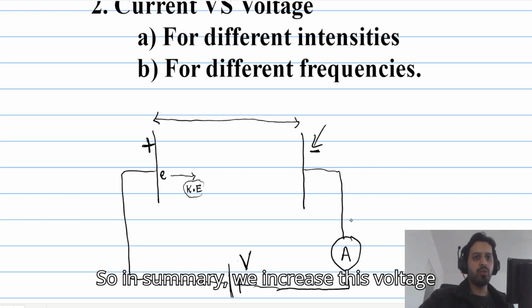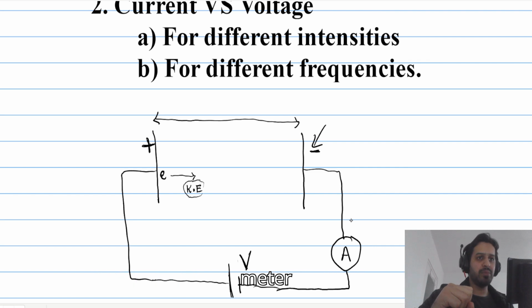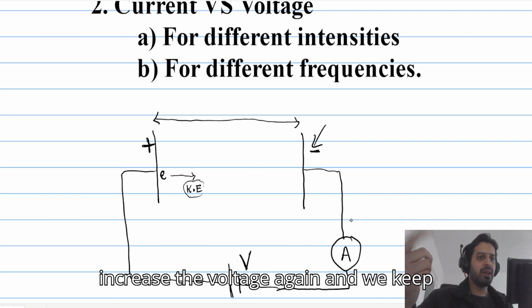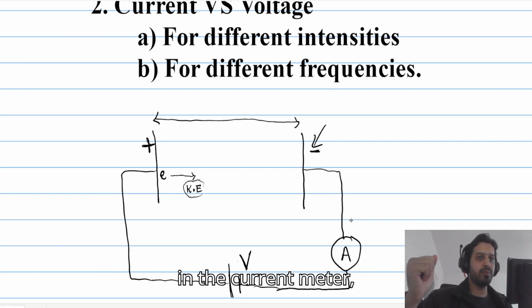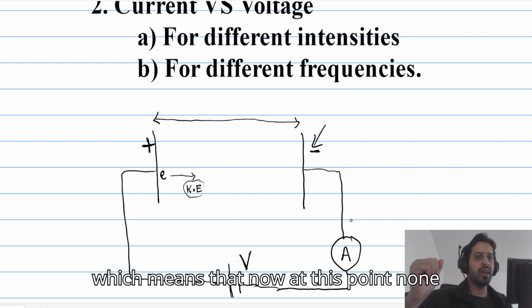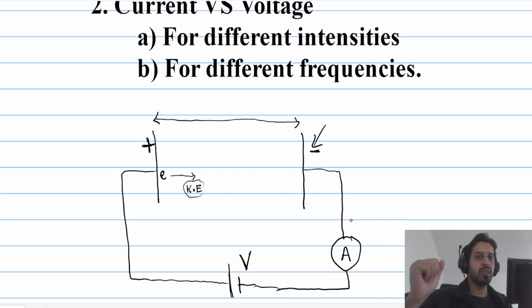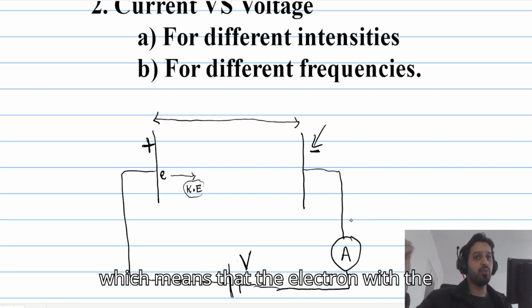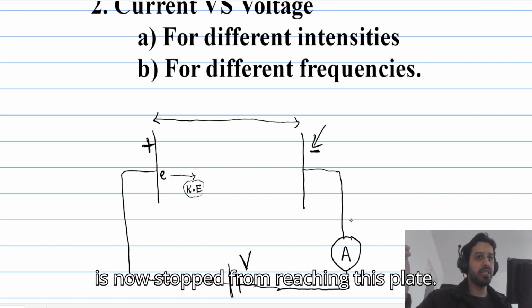So in summary, we increase this voltage by increments, and we look at the current meter and the current starts decreasing. We increase the voltage again, and we keep increasing it until we see zero current in the current meter, which means that now at this point, none of the electrons are reaching this plate, which means all the electrons are being stopped, which means that the electron with the highest kinetic energy is now stopped from reaching this plate.